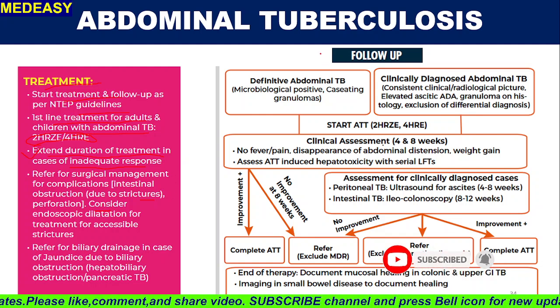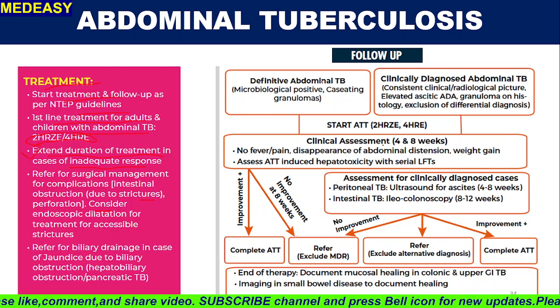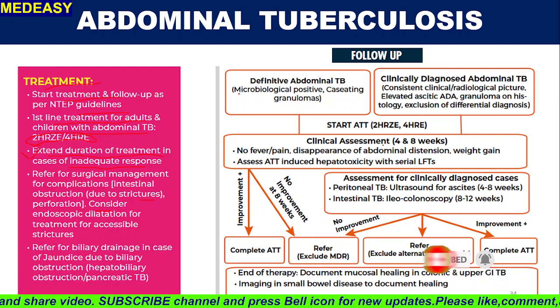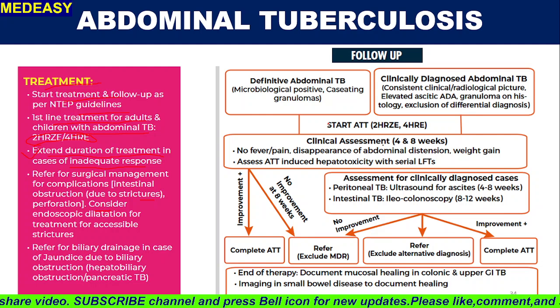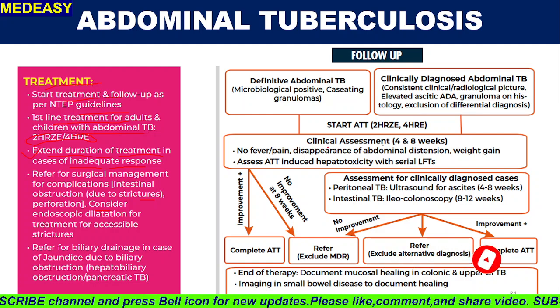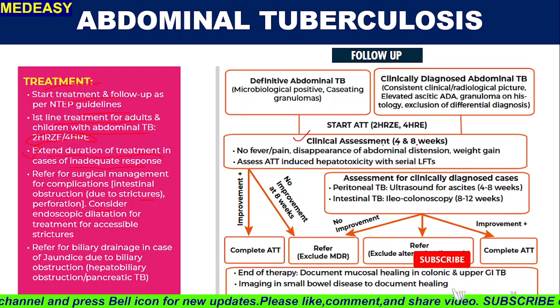Alright, so how to do a follow-up? So one is your definite abdominal TB. Definite abdominal TB means it is either microbiologically positive or they have a classical caseating granuloma on histology. So that we call a definite abdominal tuberculosis. And now we have started this patient on anti-tubercular treatment, that is 2 months of HRZE and 4 months of HRE. Alright. So in all such patients, you do a clinical assessment at 4 and 8 weeks.